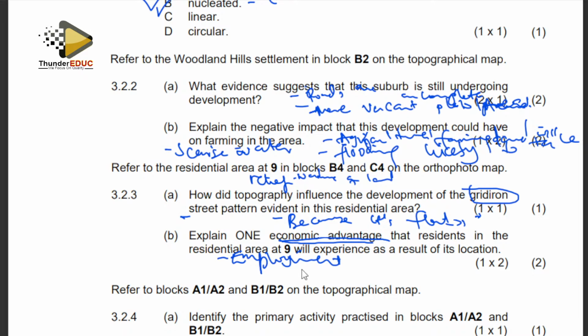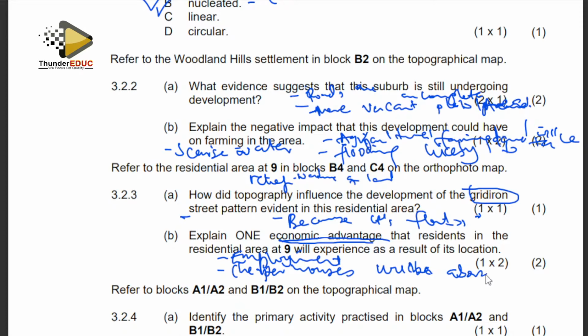Okay, and when we talk about economic advantage, we are looking at things that generate money. So employment is one. Number two, cheaper houses will be available. That is economic advantage. Cheaper houses will be available.